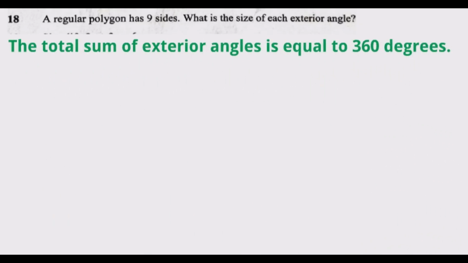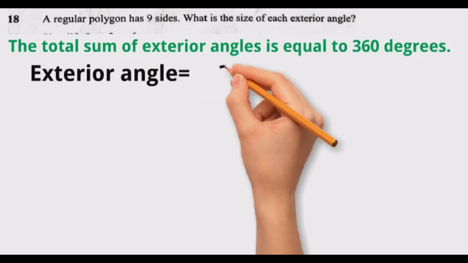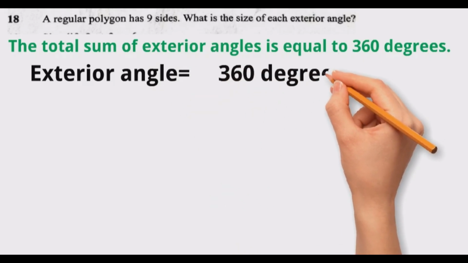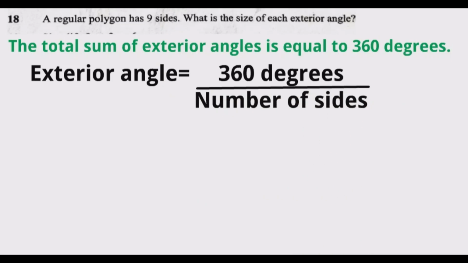Question 18 was as follows. A regular polygon has 9 sides. What is the size of each exterior angle? Okay, so to answer that one, we are going to use the formula: exterior angle is equal to 360 degrees divided by the number of sides.